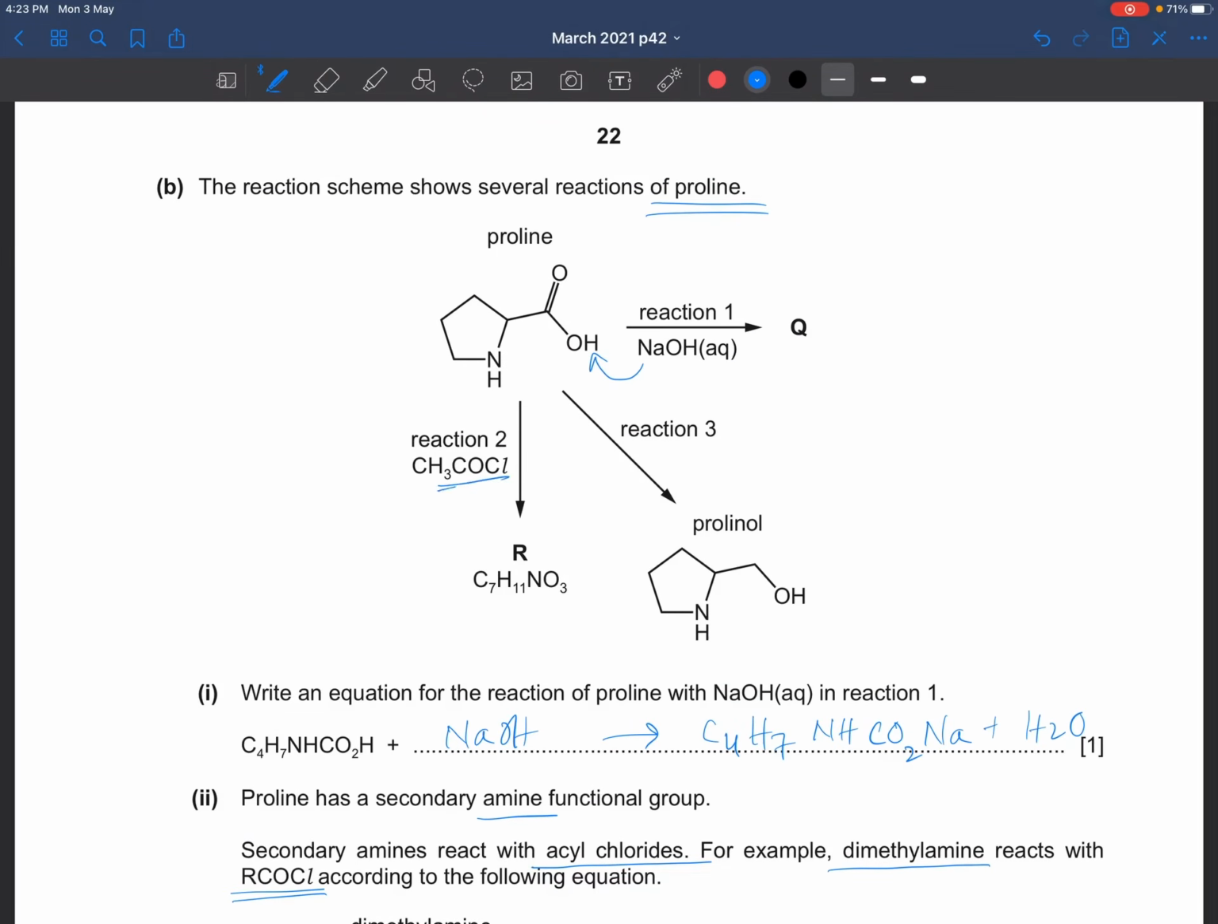So when we react it with CH3COCl, the hydrogen will be lost from this side and Cl would be lost from this side. So we get, I'm drawing the structure here, N, C, double bond O, CH3, rest would remain same, right? This is the structure of R. I hope you understand this. The condensation reaction occurs, H and Cl would be lost, and we get this compound.